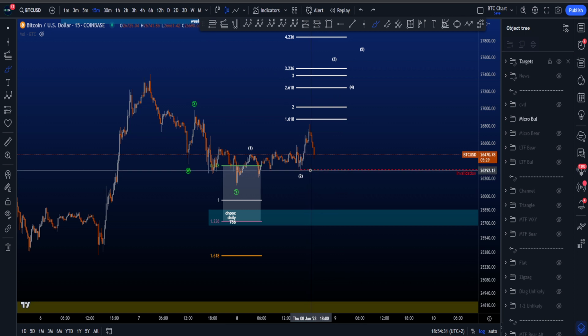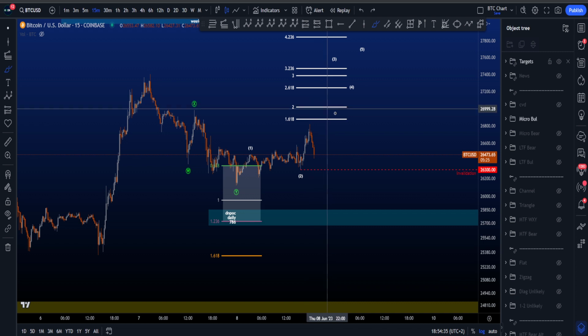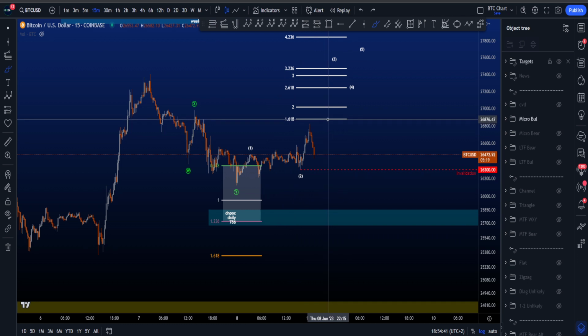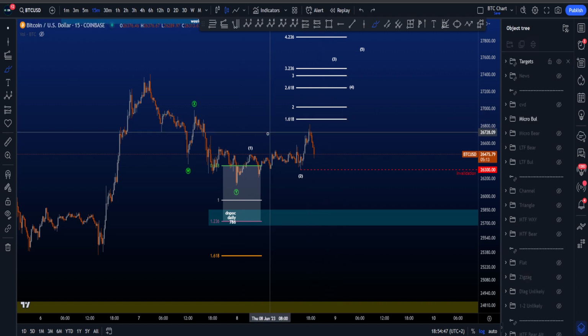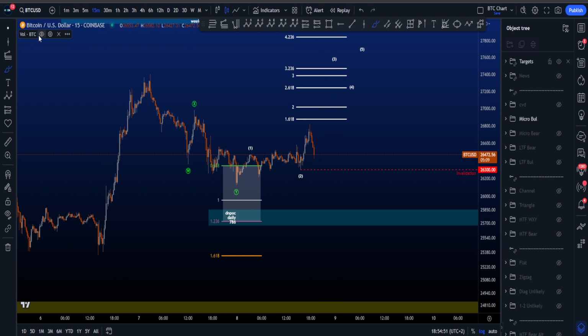In my opinion, this scenario is then invalidated the moment this low is taken. And currently the targets for a potential wave 3, well, the minimum target for wave 3 usually being the 1.618, is just above price, just above this wick at 26.9K. So price has to hit this, in my opinion, for this to be some sort of alleged 1, 2, and then a bigger 3 towards the upside.